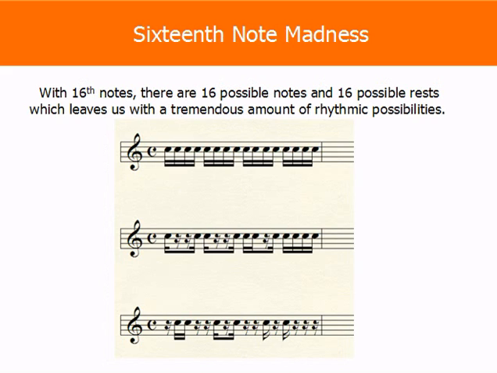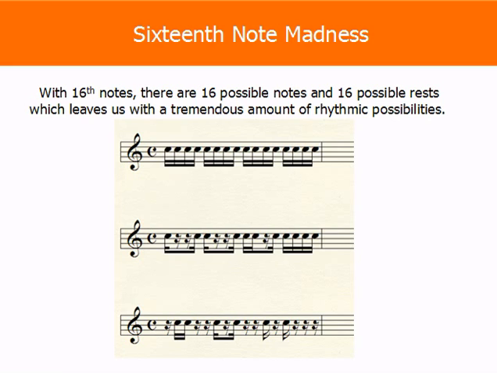Now with 16th notes, there are 16 possible notes and 16 possible rests, which leaves us with a tremendous amount of rhythmic possibility. Look at all those rests. Same thing can be done with quarter notes, but you're not going to get as varied a production. Look at that. Here's 16th notes on the first level. 1 E and a 2 E and a 3 E and a 4 E and a.